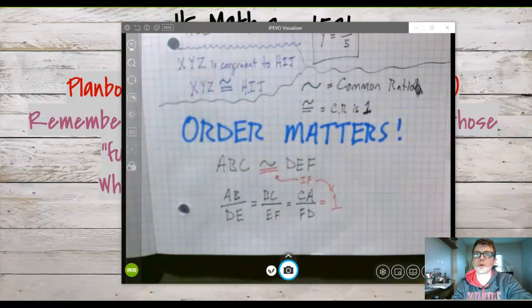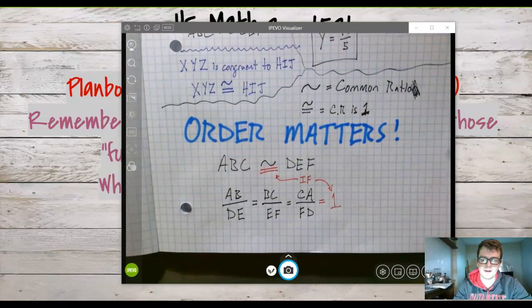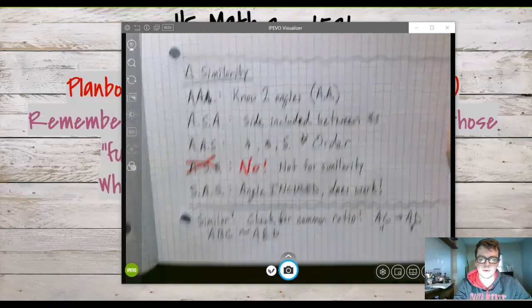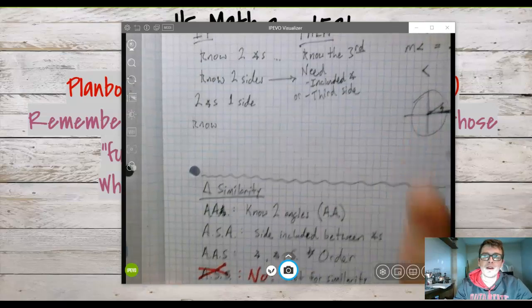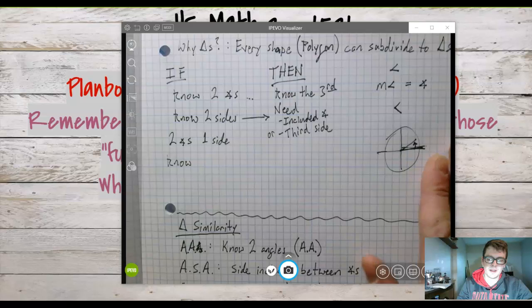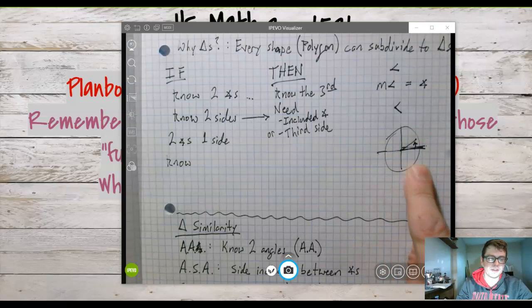And the biggest thing is order matters. So you should have this written in your notes somewhere, and this can maybe be a reference point for coming back to what we were doing. So why triangles? We can break up any larger polygon into triangles. I spoke really quickly about the unit circle and how we're going to end up talking about that.